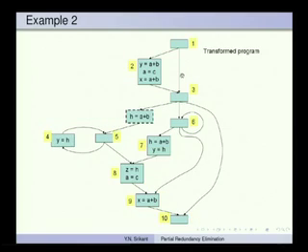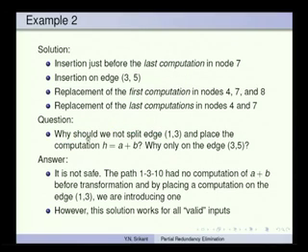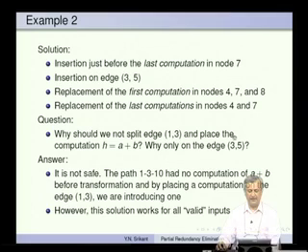So, why are we not doing it? Why should we not split the edge 1 3 and replace the computation h equal to a plus b? Why only on the edge 3 5? The answer is it is not safe.